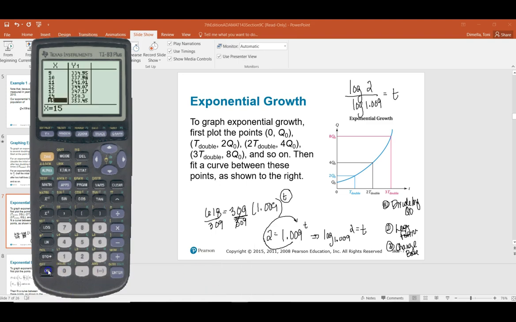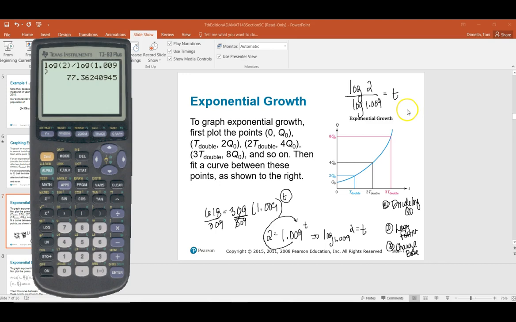And on the main screen, I'm going to hit second mode to go back out to the main screen. You see this log button right there? That's what we want. I'm going to hit log and then hit a 2, close my parentheses, and then divide by another log of 1.009. And then I'm going to divide those two numbers and I get 77.4. It's going to take about 77.5 years for something to double.